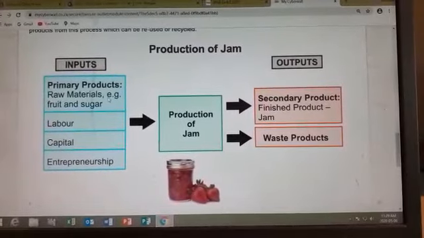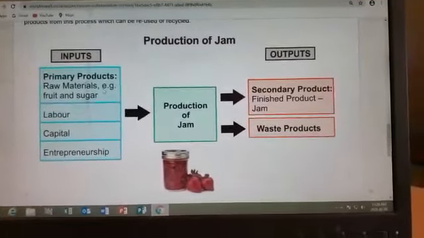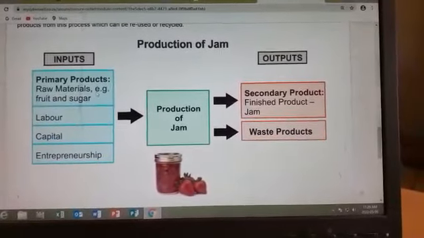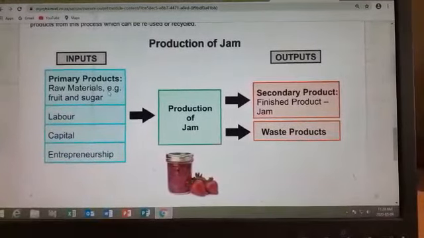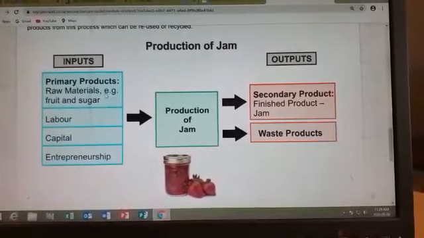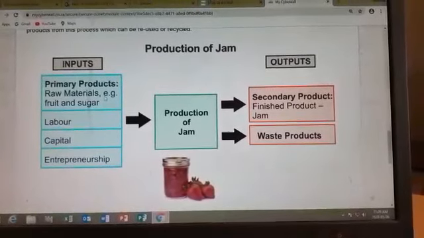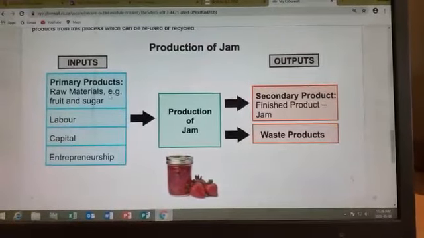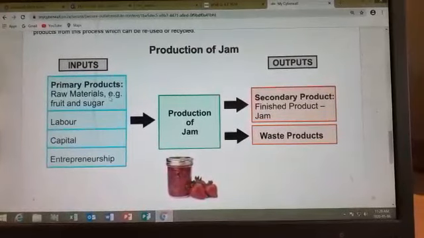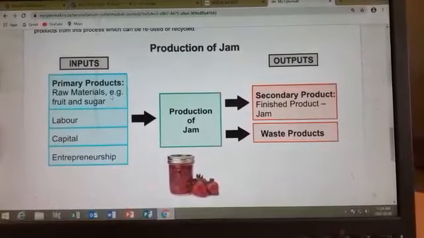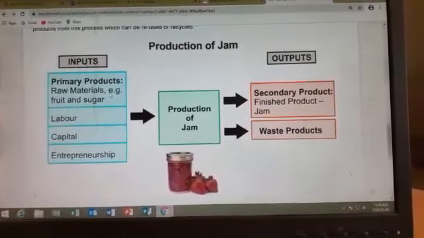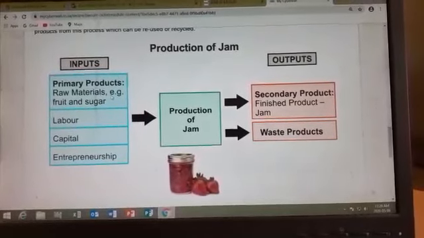Your other inputs are your labor, so the people that are doing the work to change the primary products into a secondary product. So those will be your factory workers. Capital is the money that you need in order to have the products in their primary state, such as, for example, strawberries. So you'll have to have the money to buy them from a farmer. And then you'll also have to buy a whole lot of other products, such as the jars, the machinery that's used to make the actual jam, etc.